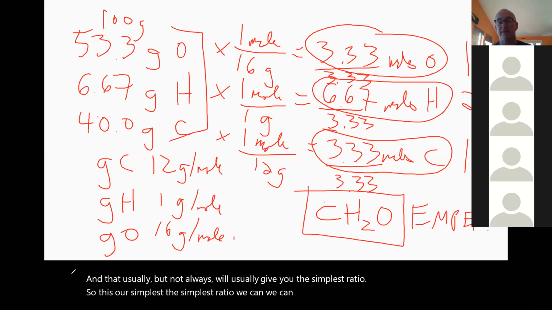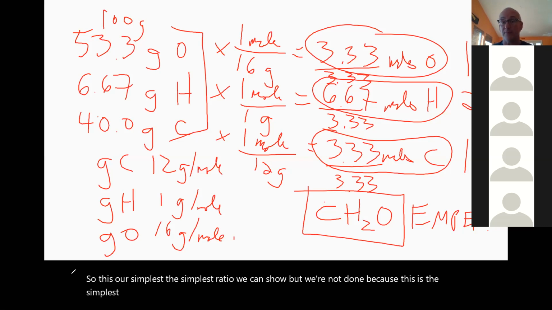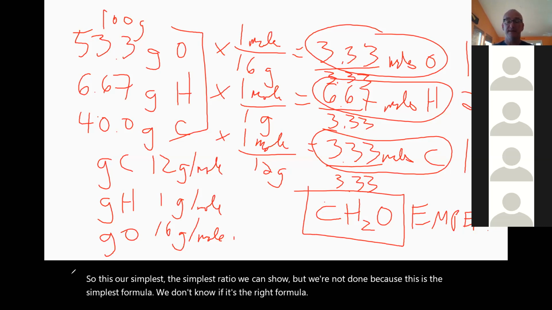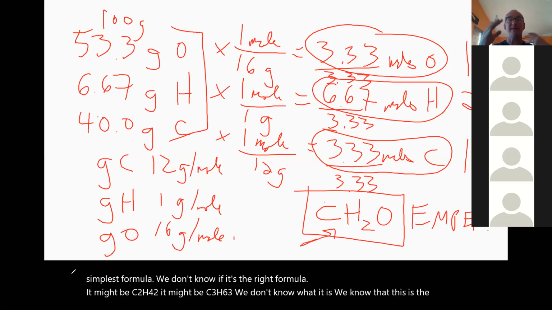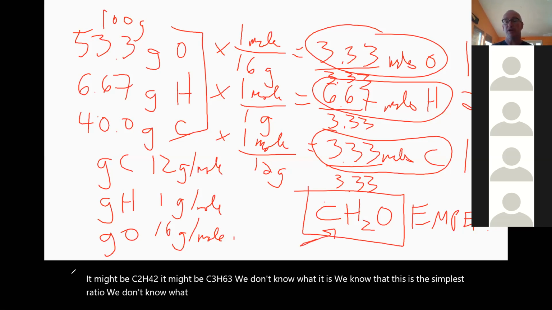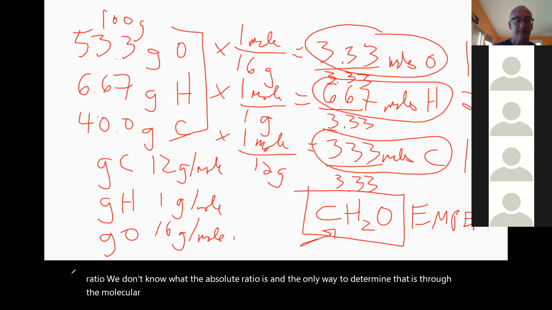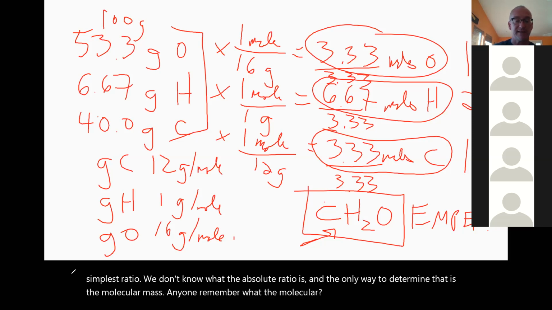But we're not done, because this is the simplest formula. We don't know if it's the right formula. It might be C2H4O2. It might be C3H6O3. We don't know what it is. We know that this is the simplest ratio. We don't know what the absolute ratio is. And the only way to determine that is through the molecular mass. Anyone remember what the molecular mass was of this molecule?